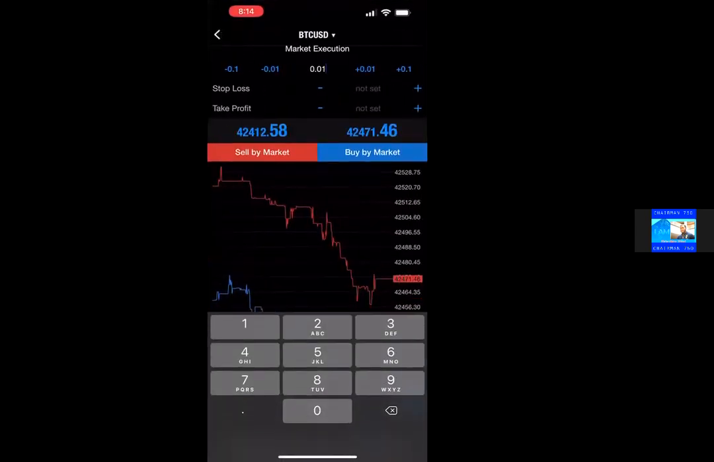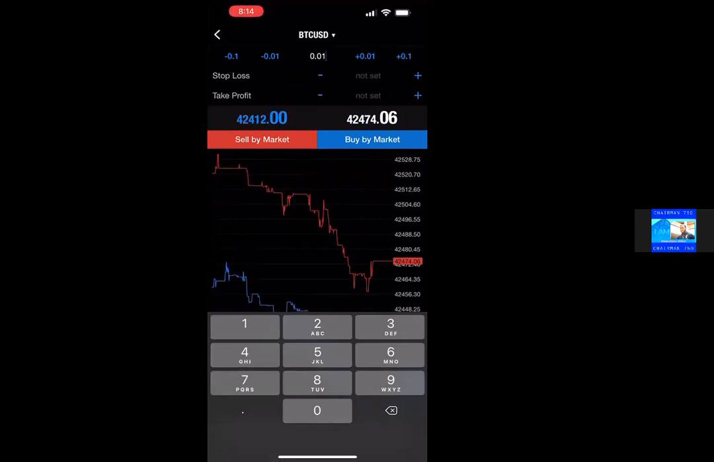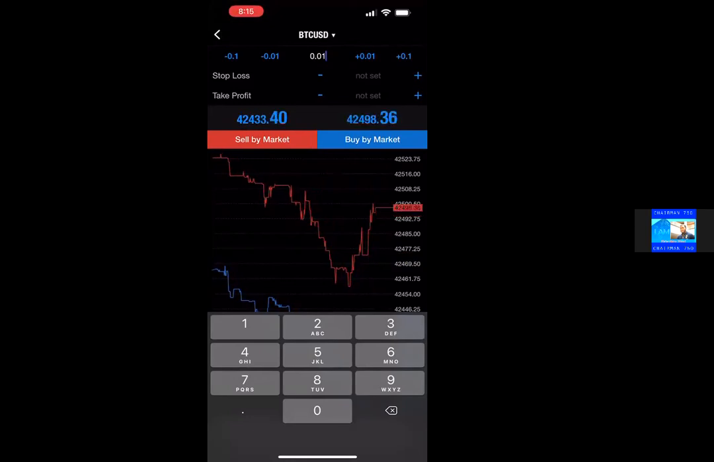So in this box right here, this is actually your lot size. And what it does is it determines how much of your balance you are going to be risking. Now, as a rule, you never want to be risking more than 10% of your account. Now, you might be asking, how do I find out what 10% of my account is? So let me show you how you actually go about that.